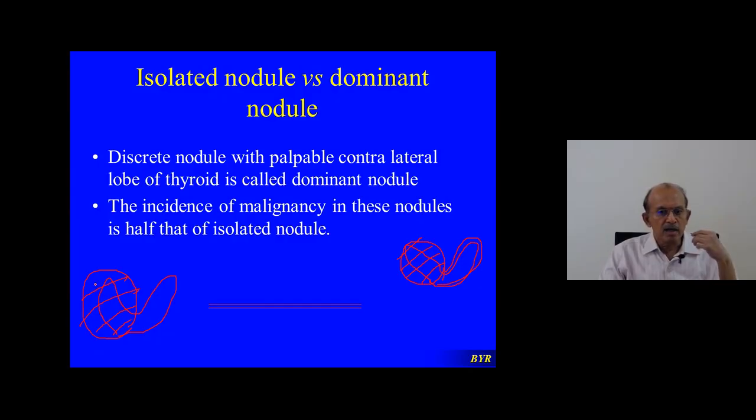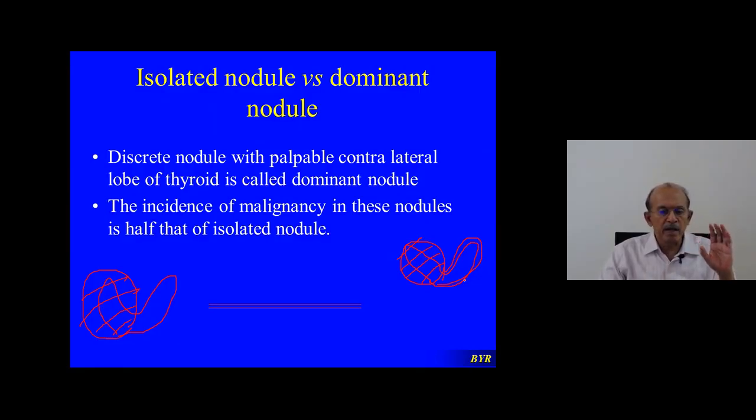So solitary thyroid nodule means there is only a single nodule in one lobe. The other lobe is not palpable. That is solitary thyroid nodule. Then what is dominant nodule? A nodule is felt in one lobe. The other lobe is mildly enlarged. You can feel the other lobe is also mildly enlarged. So that is called a dominant nodule.